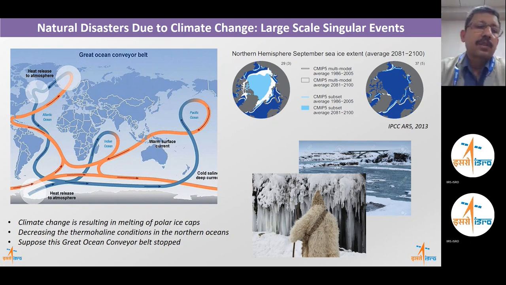Now, because of the changes in the thermohaline condition in the Northern Ocean, suppose this doesn't happen. This warm water doesn't cool down enough, doesn't become dense enough to go down. This conveyor belt might stop. And once this conveyor belt stops, half of Europe, I would say, will be covered by ice, which will lead to a huge issue in food security across the world.